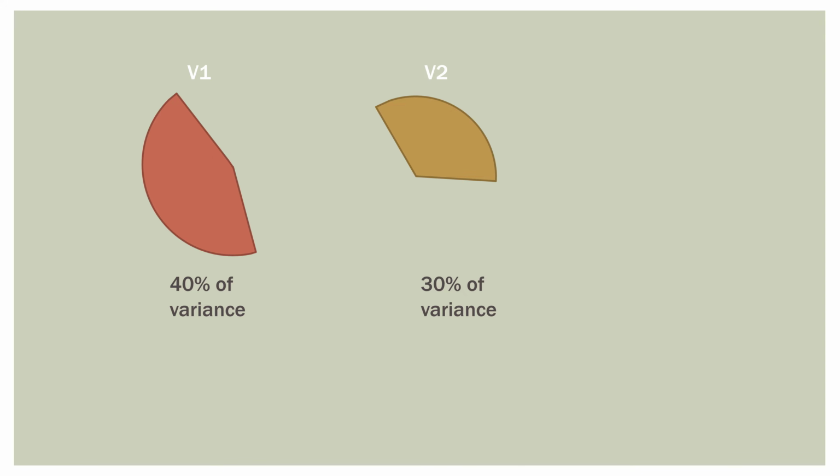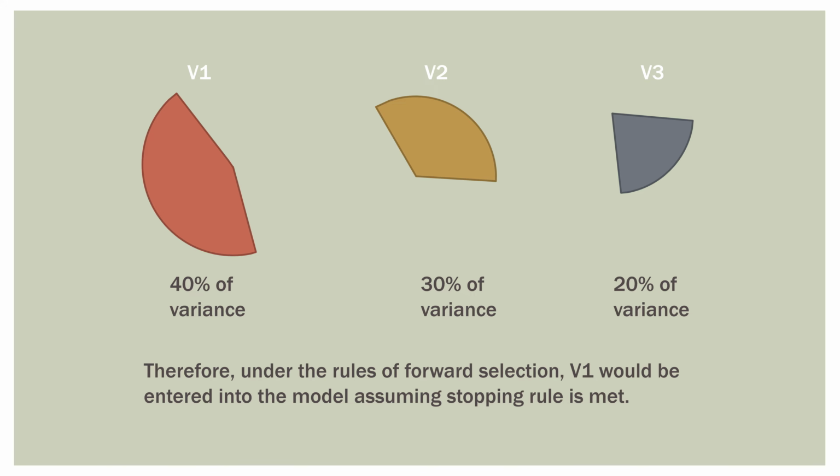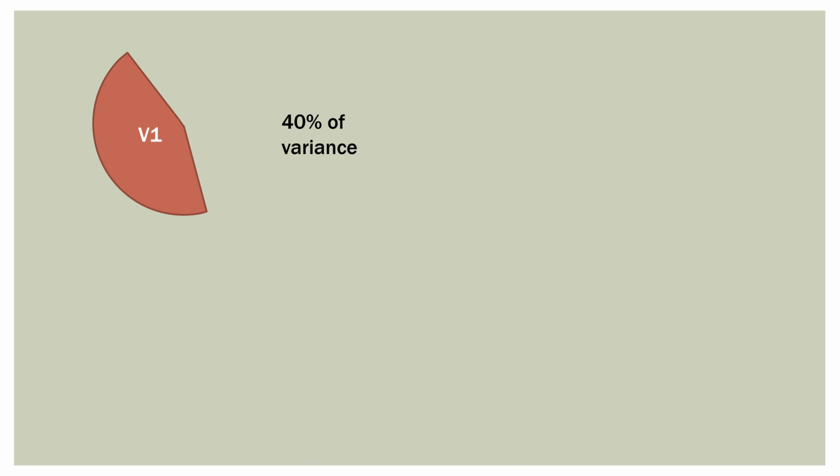Let's say we run V2 the same way on its own. So V2 and the target variable. And let's say it explains 30% of the variance. So it would have an R squared of 0.3 on its own. And then we have V3, so our third variable, and it explains 20% of the variance on its own. Therefore, under the rules of forward selection, V1 obviously would be entered into the model first, assuming the stopping rule is met. So we have V1 here with 40% of the variance on its own. But let's say V2 and V3 combined explain 45% of the variance.